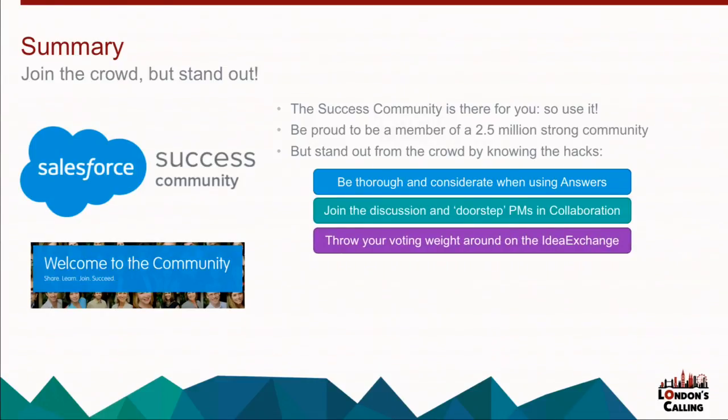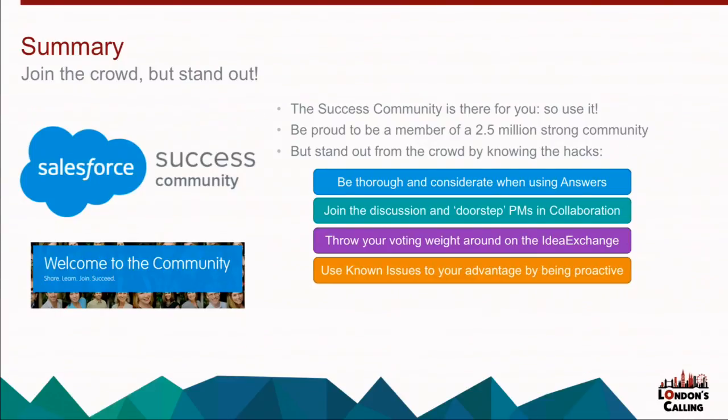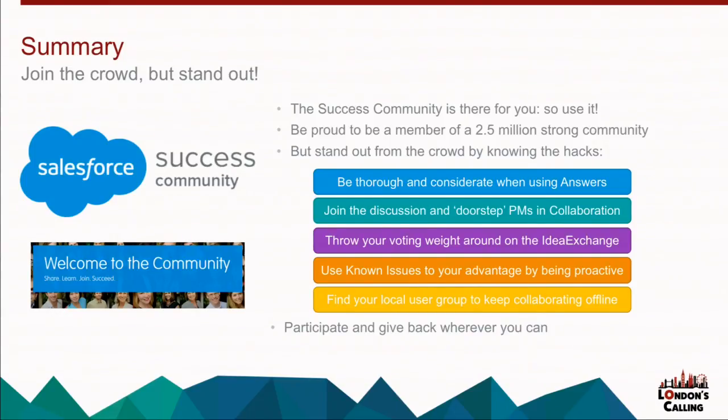Throw your voting weight around. Don't be afraid to tell Salesforce what's wrong or what could be better. Use known issues to your advantage by trying to be proactive with those as much as you can. And of course, find that local user group and keep the collaboration going offline as well. And one final message I'll leave you with is to participate and give back wherever you can, because these communities only thrive when people give back. That can be as little as voting on an idea or as big as presenting at a user group.